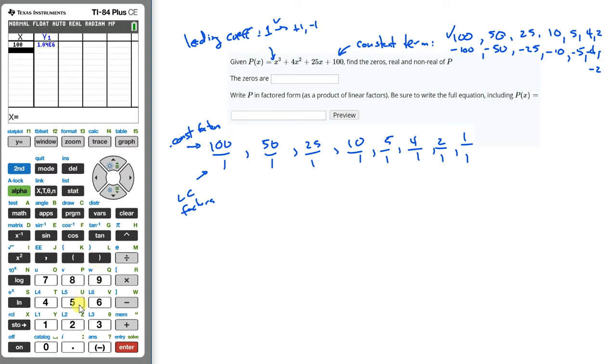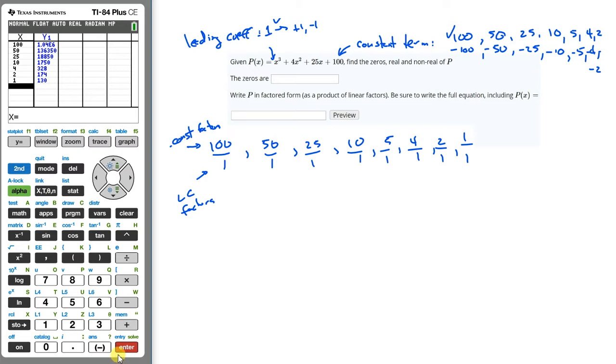Okay, let's try 50. 50 is one of my options. Not 0. How about 25? Not 0. How about 10? Not 0. How about 4? Not 0. How about 2? Not 0. How about 1? Not 0. Ruh-roh, right? I'm quoting a famous TV character, Scooby-Doo, one of our most famous actors.